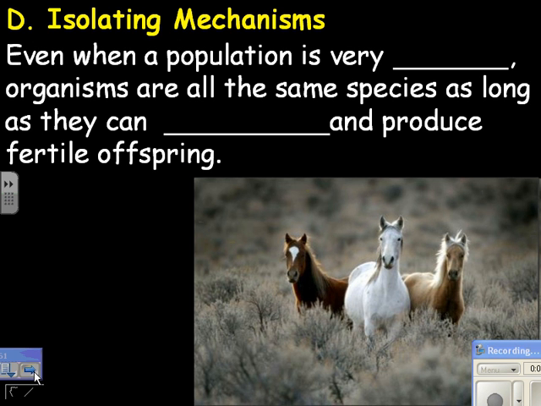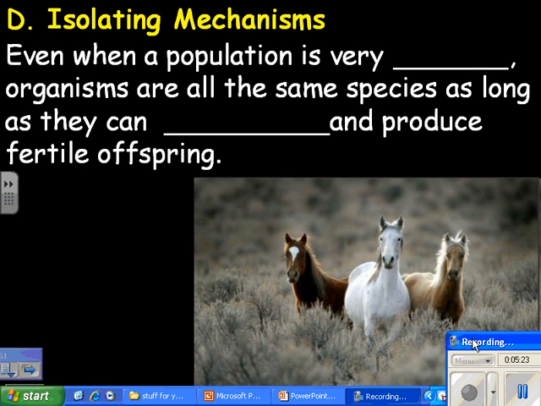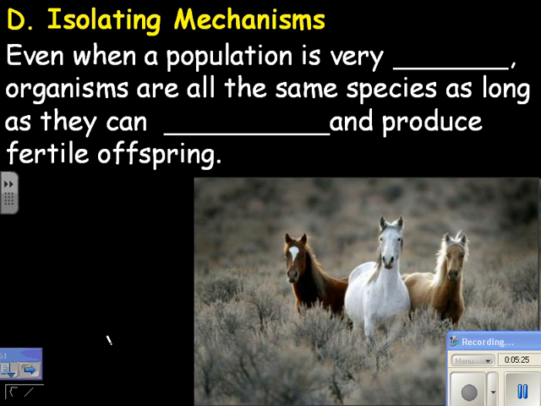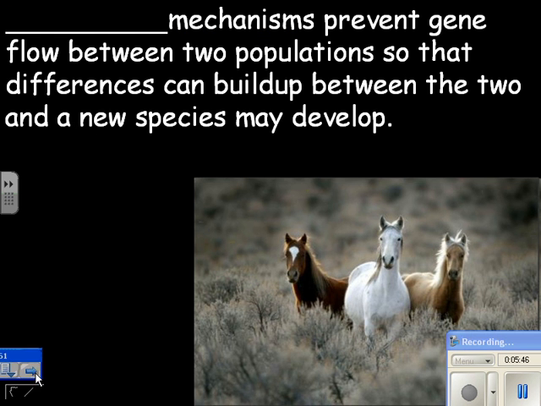Okay, isolating mechanisms. These are things that tend to separate organisms so they can become different species. Even when a population is very diverse, organisms are all the same species as long as they can interbreed and produce fertile offspring. So there's a certain amount of diversity within horses, let's say, but they're all the same species because they can all reproduce and make fertile offspring together.